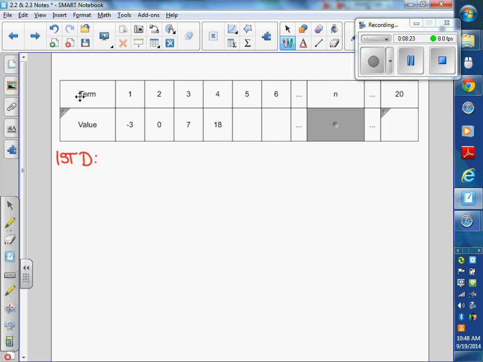Okay, so when I look at this, I'm going up by 3, then going up by 7, then going up by 11. So then I would go up next by 15. So this number would be 30. But how do you write that? I'm not there yet. You've got to give me a chance.